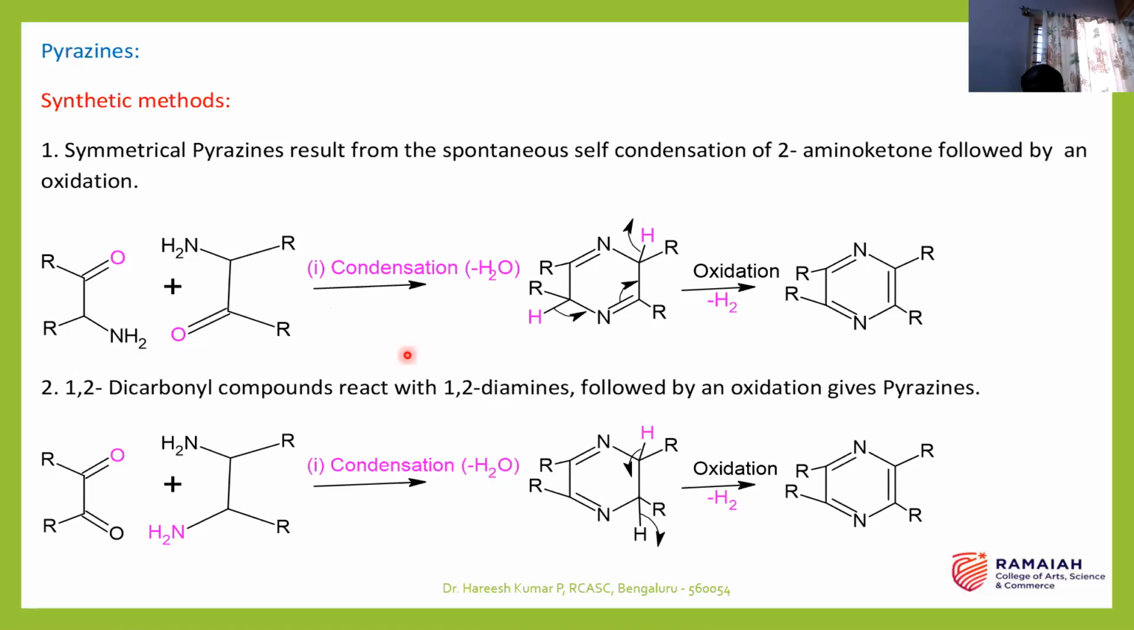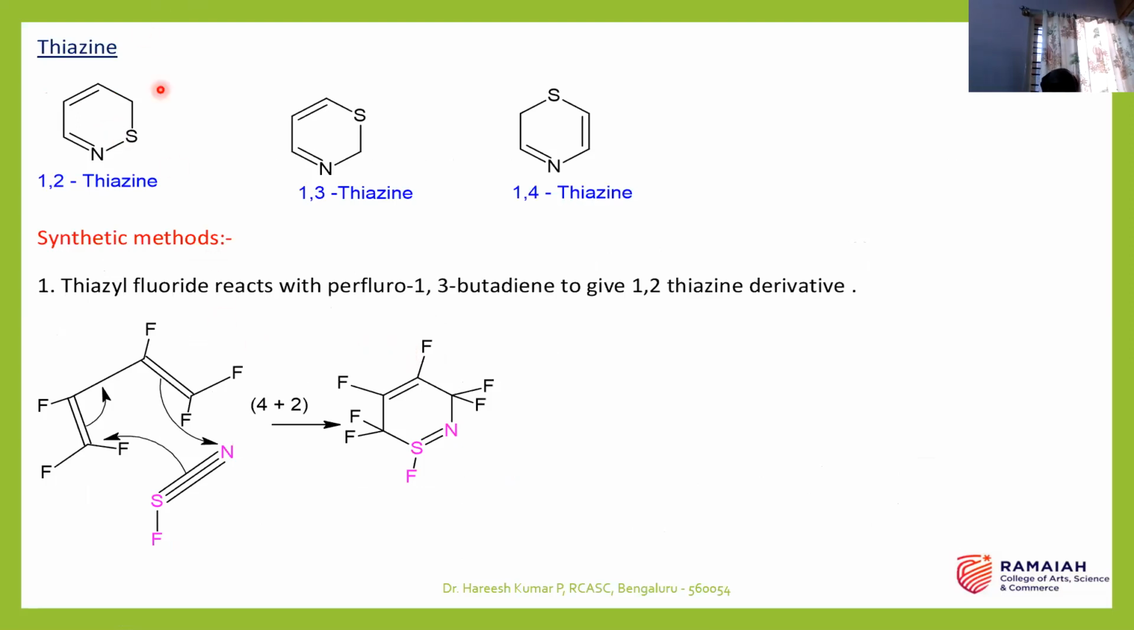Okay, so thiazines. Thiazines means here one of the heteroatoms is sulfur. Aza means nitrogen, thia means sulfur. INE means a 6-membered ring. So in a 6-membered ring containing sulfur and nitrogen, if they are in 1,2 position, you can write 1,2 thiazine. If they are in 1,3 position, you can write 1,3 thiazine. If they are in 1,4 position, you can write 1,4 thiazine.